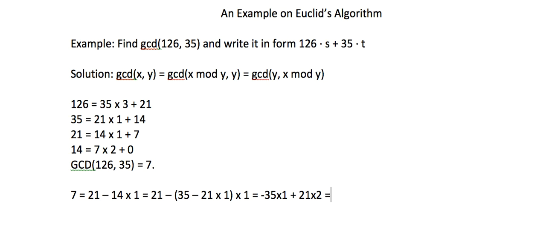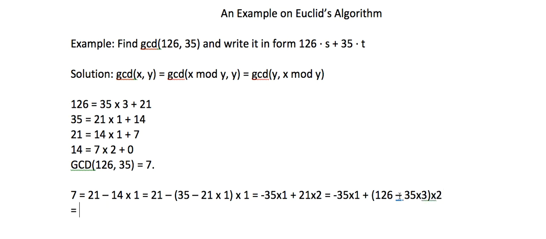Okay? Now, let's continue. Your 21 in this equation can be replaced by 126 minus 35 times 3. So in this case, you will have negative 35 times 1, then plus 126 minus 35 times 3, which is the 21. Then you still have times 2. So times 2 here. Now I continue.